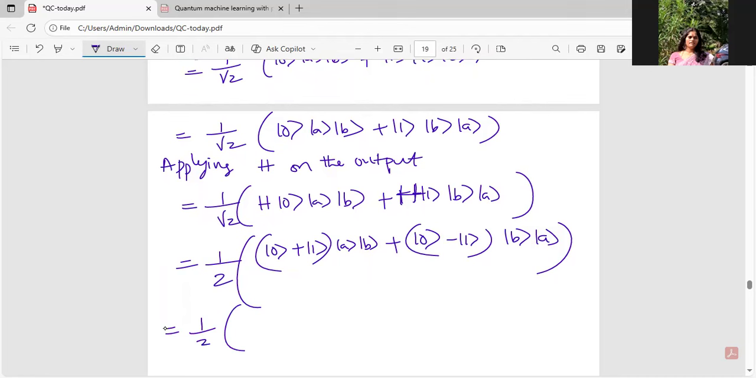What happens? You just see. Ket 0, I separate. Ket 0, ket A, ket B. Once it happens to ket 1, what happens? There is a bit flip. Right. What happens to it? Of course, ket 0, common things if I take, ket B, ket A. Ket 1, common things if I take.